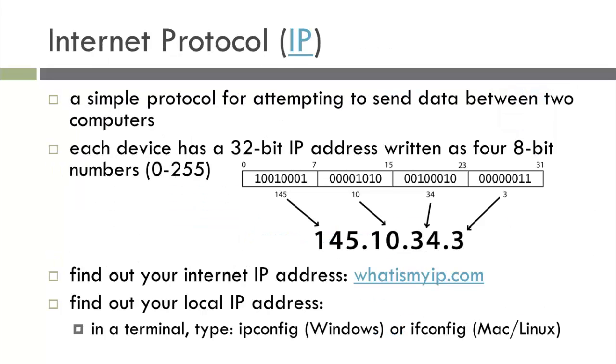The Internet Protocol, or IP for short, is the protocol for attempting to send data between two computers. Every computer on the network or the Internet has its own unique address. When it joins a network, this address is given to it. A 32-bit address is in the format listed below. This is IP version 4, but now more commonly we are beginning to see IP version 6 because they ran out of 32-bit addresses.